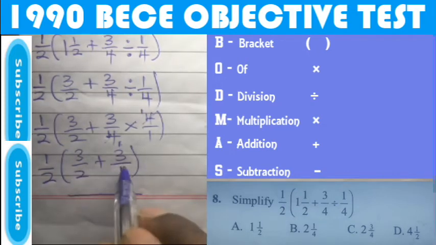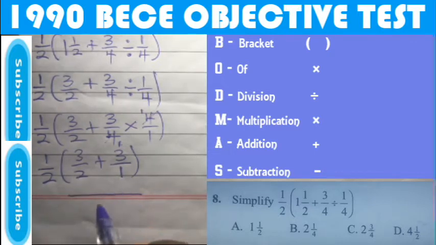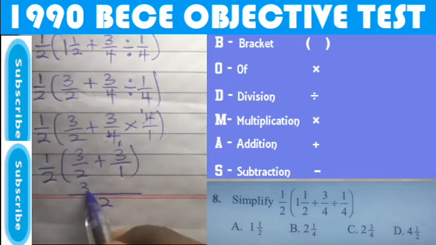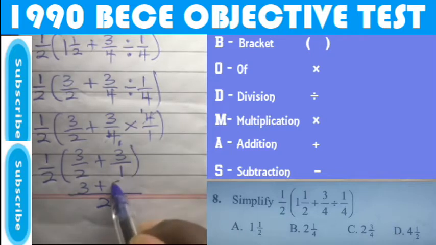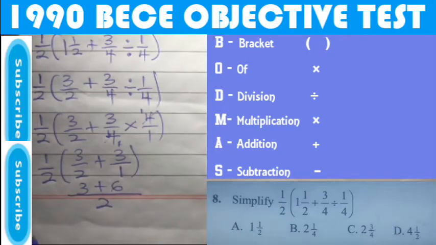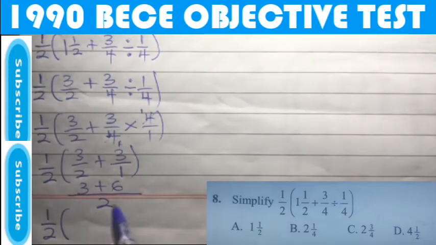Now we can add before we multiply. So the LCM of 2 and 1 will be 2. 2 divides 2, we have 1. 1 multiplies 3, you have 3. We add it to 1 divides 2, you have 2. 2 multiplies 3, you have 6. So now we have 1 out of 2 outside the bracket. 3 plus 6 will give us 9 out of 2.